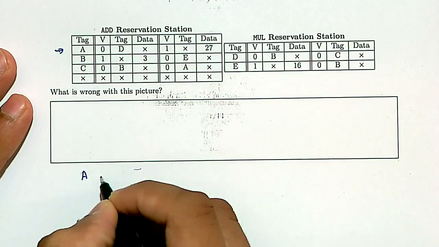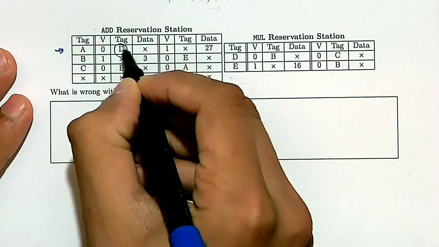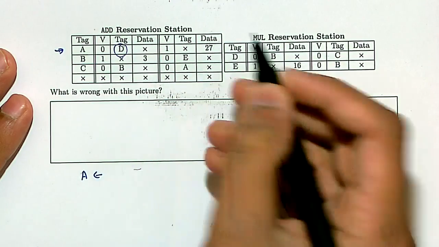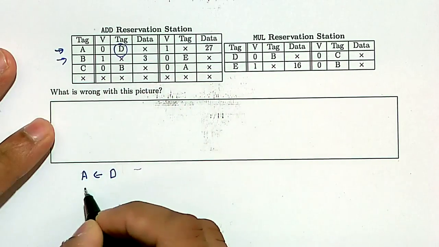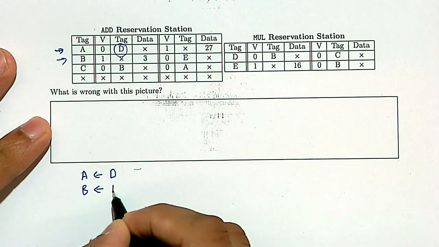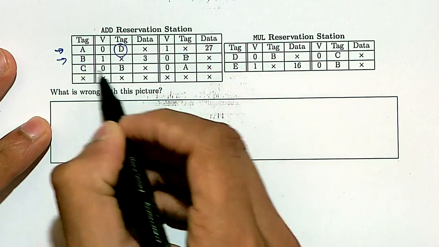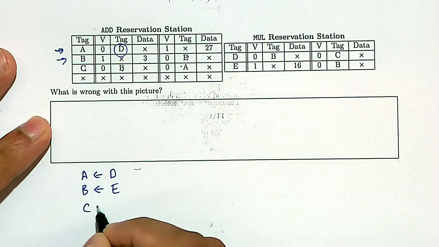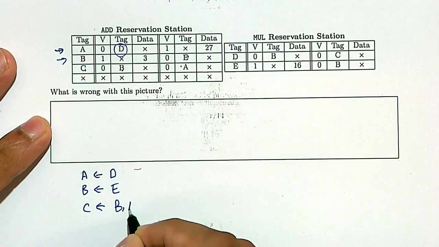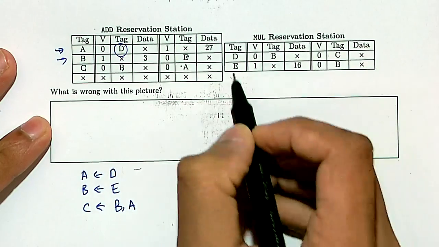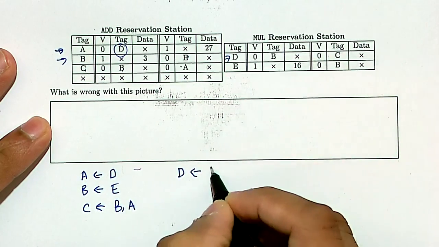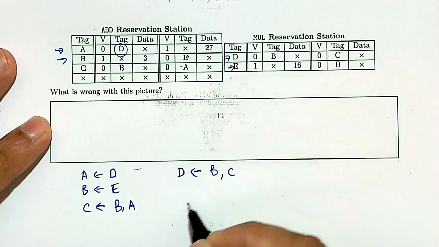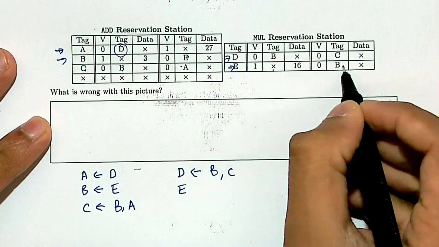So we have A depends on tag D and just nothing there. It's not waiting on something. So A depends on D. Then tag B depends on tag E, right? And then tag C depends on both B and A. Tag C depends on B and A. And then for the multiply, we have tag D, which then depends on B and C. And then we have tag E, which depends on nothing and B.